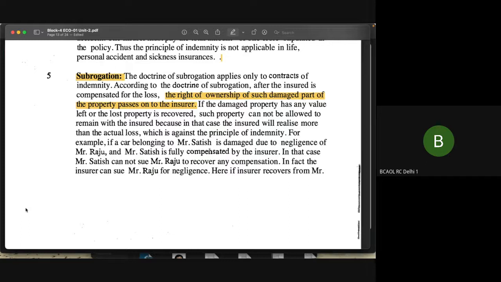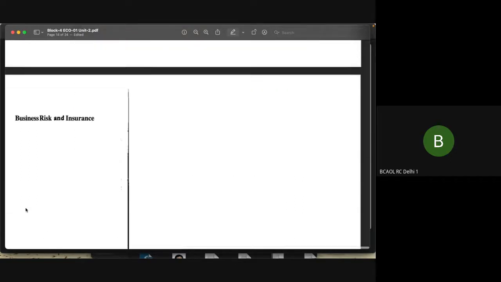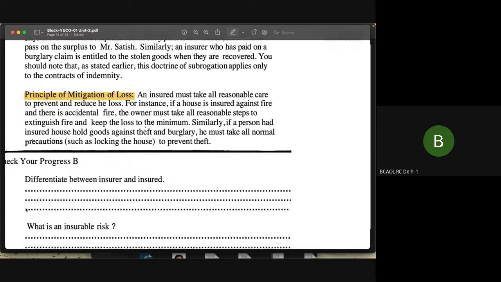You are getting 1 crore, and on top of that, goods worth rupees 5 lakhs were saved. So now this 5 lakh is your profit. Okay, so this is not allowed by insurance. They take their ownership of that property, whichever is there.